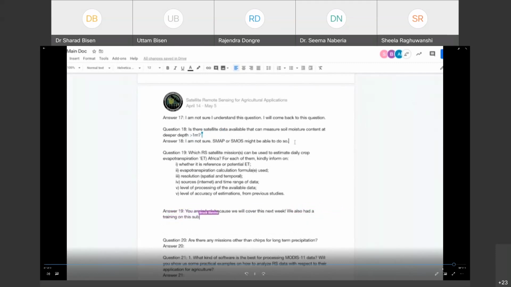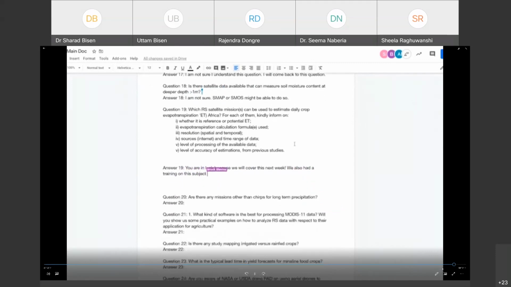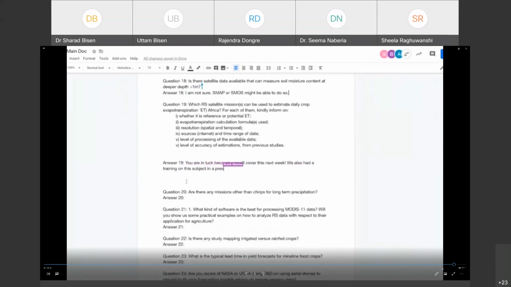Question 19, which remote sensing satellite mission can be used to estimate daily crop evapotranspiration in Africa? For each of them, kindly inform on what is reference or potential ET, evapotranspiration calculation formula, resolution, sources and time range of data, levels of processing, etc.